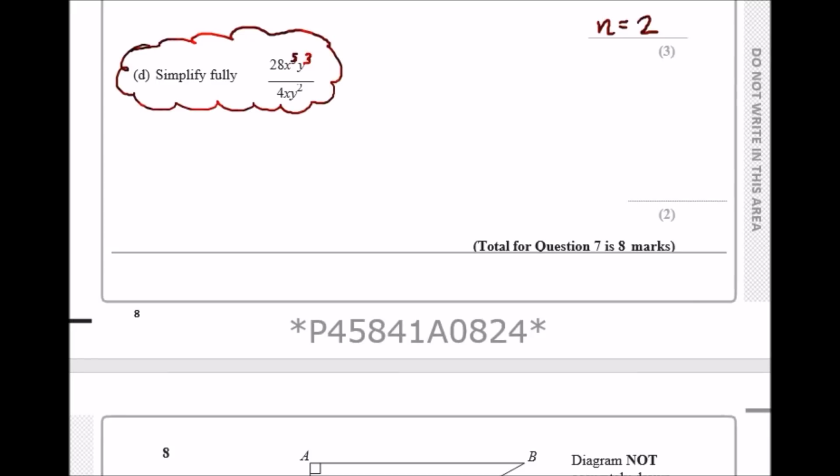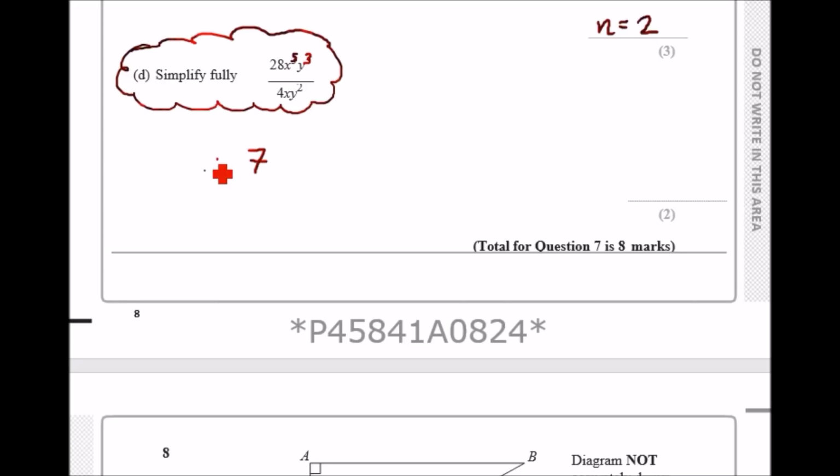Okay guys, let's simplify part D now. So we have to simplify fully 28x to the power 5 times y to the power 3 all over 4x y squared. Now this is easy. We just look at the numbers and simplify that, then the x's, then the y. So first things first, what is 28 over 4? We know 4 goes into 28 exactly 7 times.